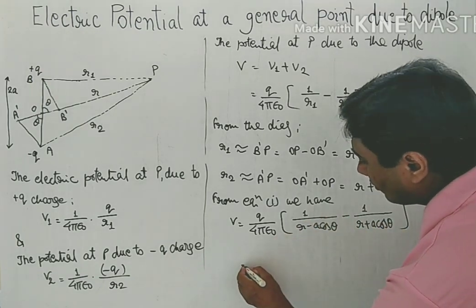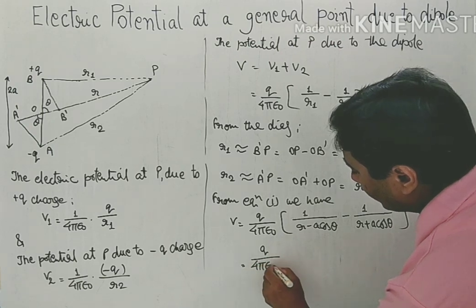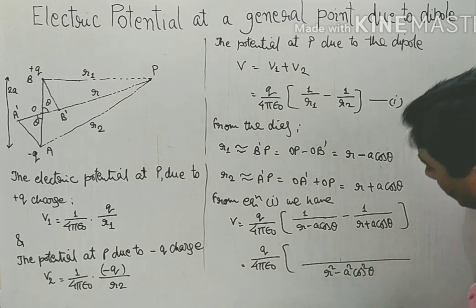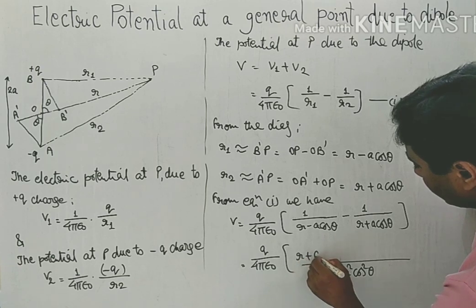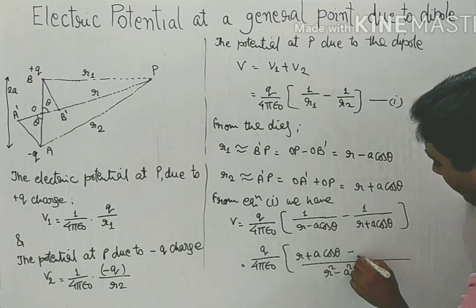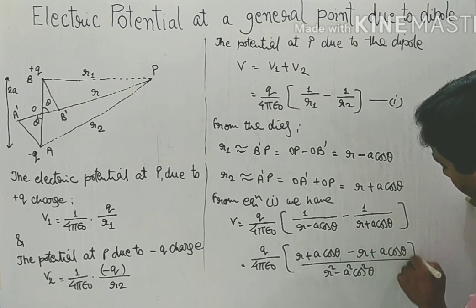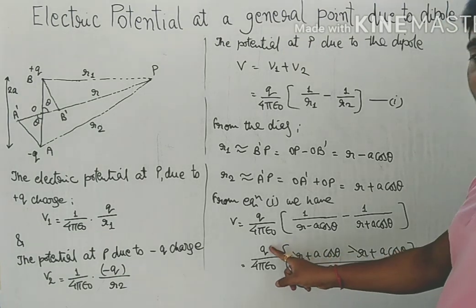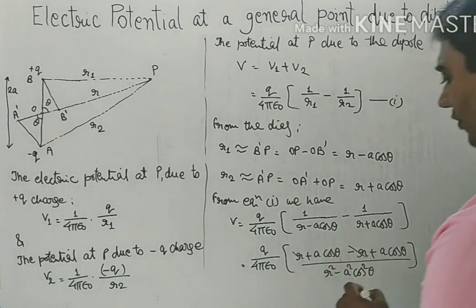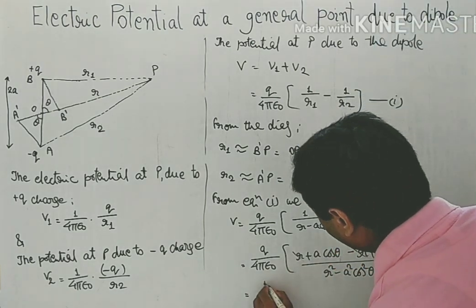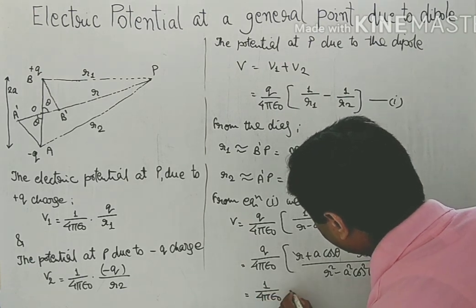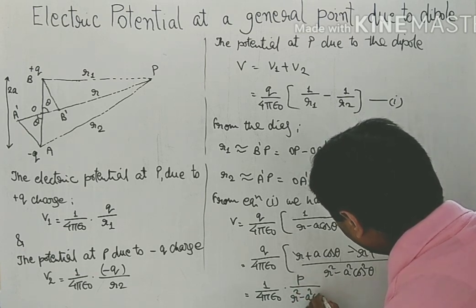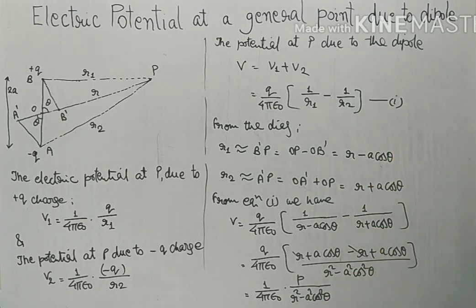Now having the LCM, Q upon 4 pi epsilon naught, LCM would be R square minus A square cos square theta. This goes here, R plus A cos theta minus this comes here, plus A cos theta. So just simplifying it, you will be having 2A cos theta, and that 2A into Q will make dipole moment P. So finally, you will be having 1 upon 4 pi epsilon naught, P upon R square minus A square cos square theta. So this is the outcome.